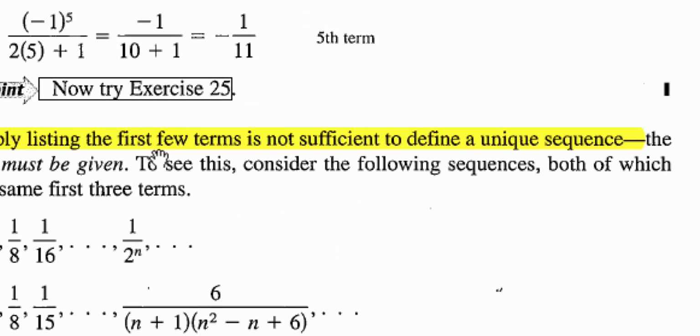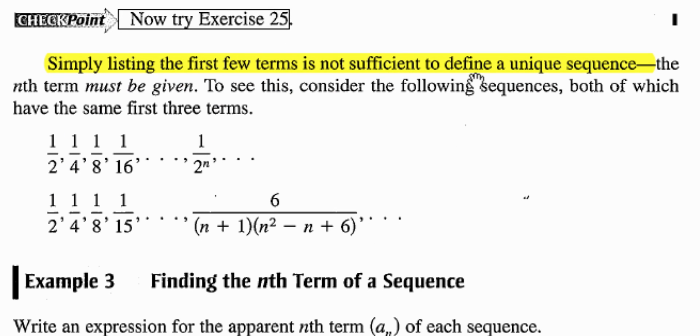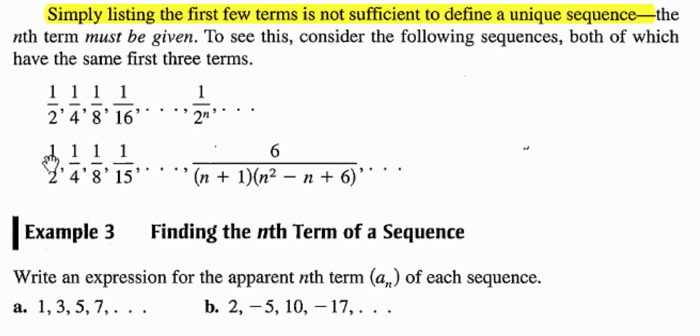Simply listing the first few terms is not sufficient to actually define a unique sequence, however. The nth term must be given. To see this, consider the following sequences, both of which have the same first three terms. 1/2, 1/4, 1/8, 1/16, all the way up to 1/2 to the n. And 1/2, 1/4, 1/8, and then all of a sudden 1/15, which leads to a completely different expression.